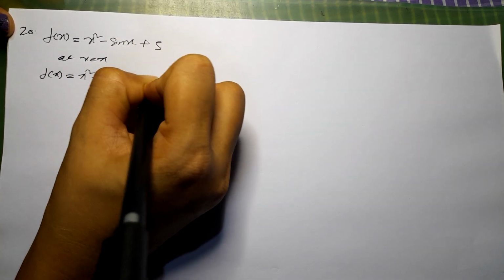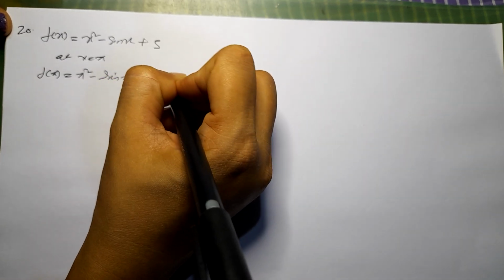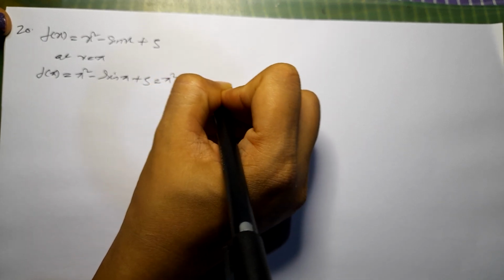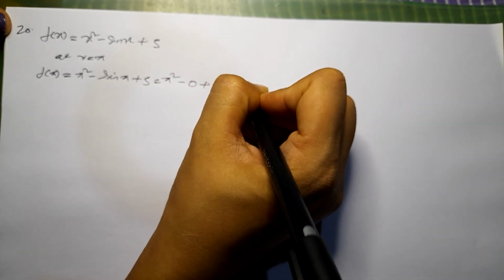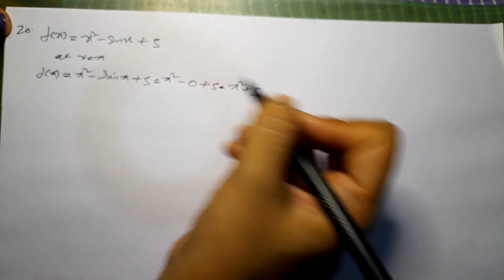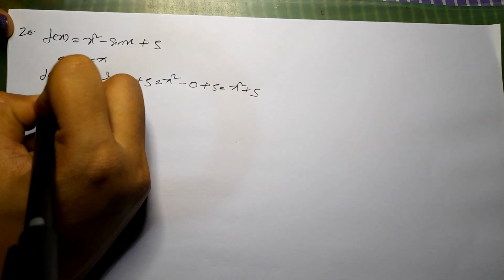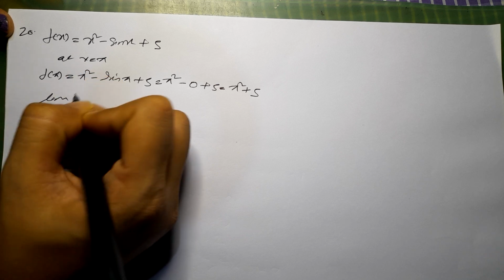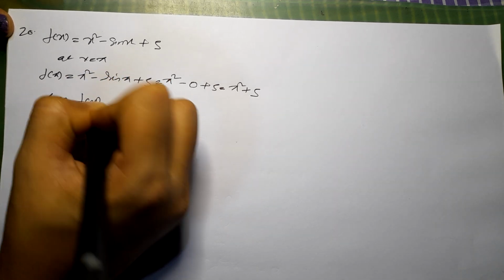So let's find f(pi). f(pi) is equal to, instead of x, pi squared minus sin pi plus 5. Pi squared will remain pi squared minus sin pi, and the value of sin pi is 0, plus 5. So that is pi squared minus 0 plus 5. Now the left hand limit: limit x tends to pi minus of f(x), the left hand side of pi.